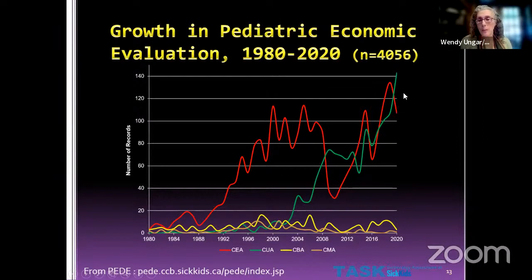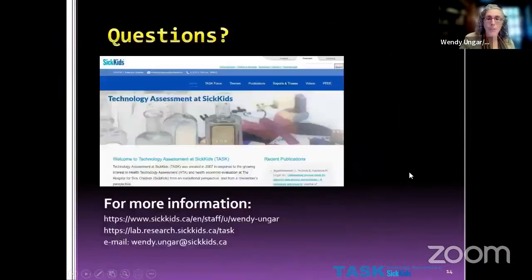And you can see that there's been quite a steep increase in the number of cost utility analyses over the years. Now it's really taken over as the most common measure. So the news is good. I'm happy to expound further during the panel and during the discussion.